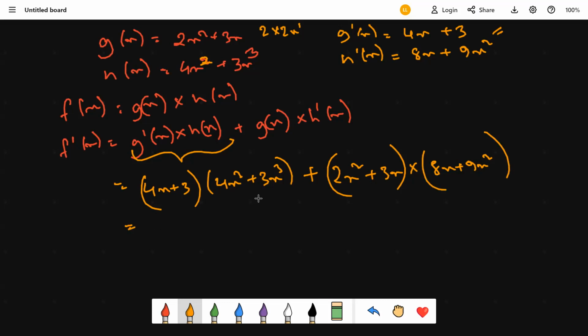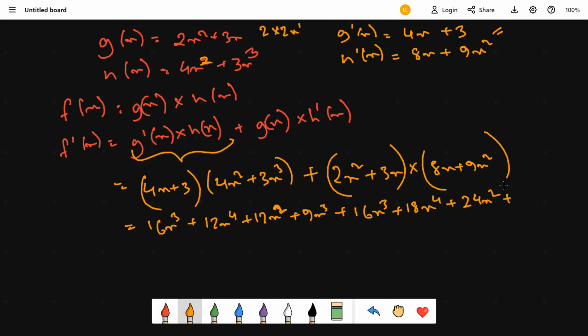Now if you feel like breaking them up, you can also do the breaking part, which in this case should give us 16x cubed plus 12x to the power 4 plus 3 4s are 12, 12x squared plus 9x cubed. And over here we should get 8 times 2 is 16, x squared into x is x cubed, plus 2 9s are 18, then x squared times x squared gives us x to the power 4, plus 3 8s are 24, then x times x is x squared, plus 3 9s are 27, and x squared into x gives us a value of x cubed.